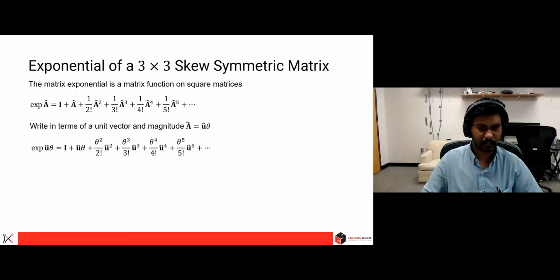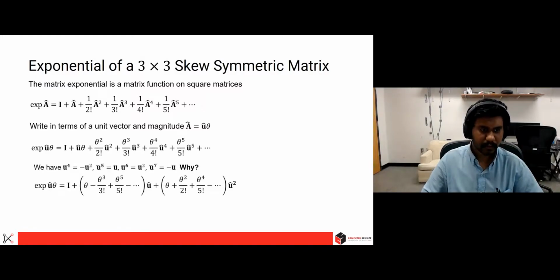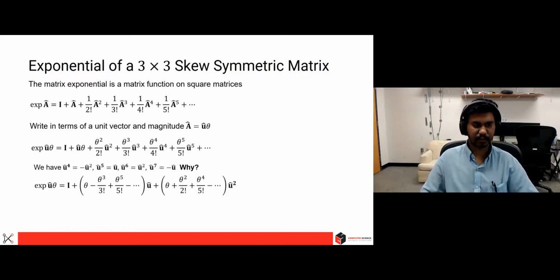And we take A hat is equal to u hat times theta and plug it back into equation 1, and we would get something like this. And it's clear that u hat to the power 4 is minus u hat squared, and u hat to the power 5 is u hat, and so on. Pause this video, think about it for a moment. Why is it so? It's a fairly obvious thing.